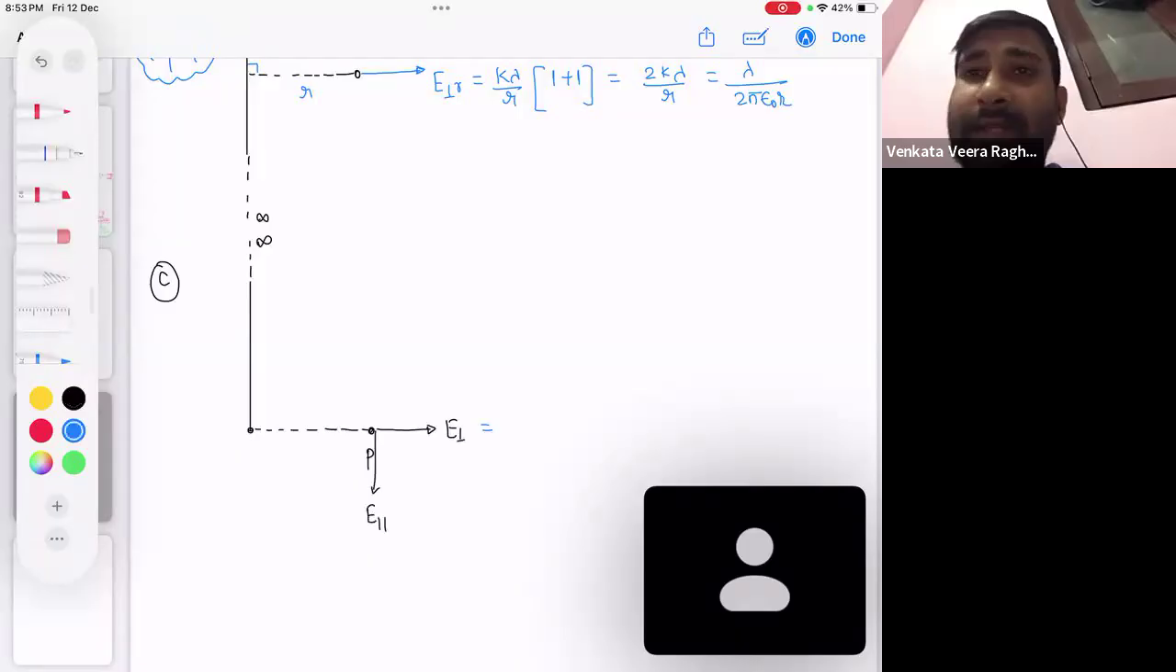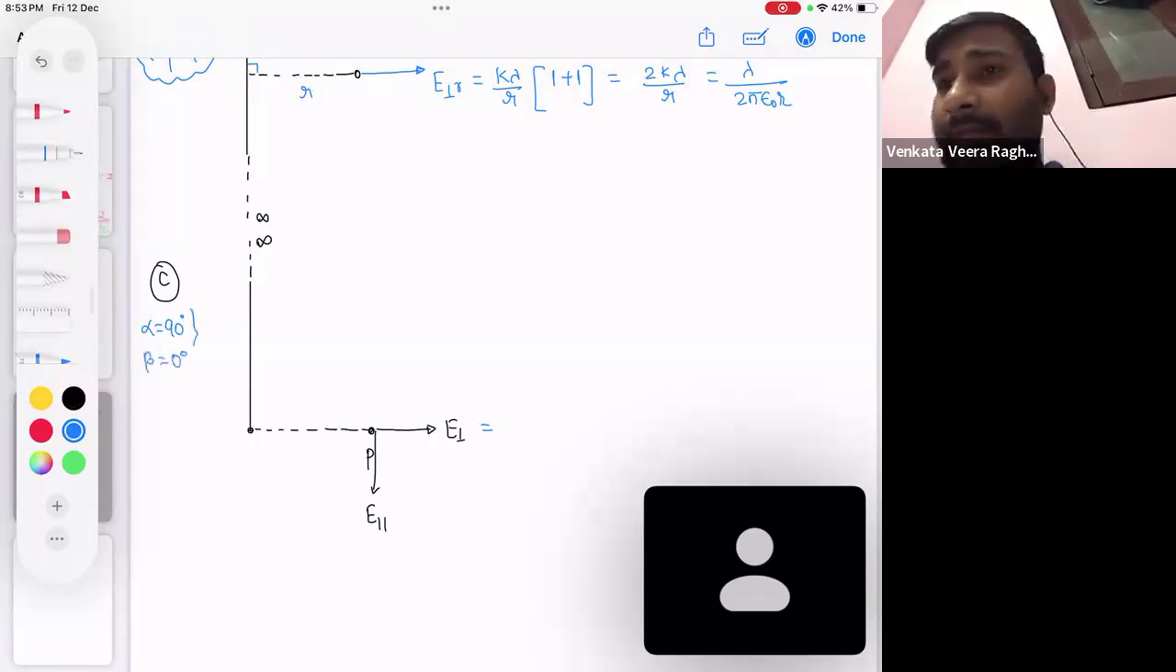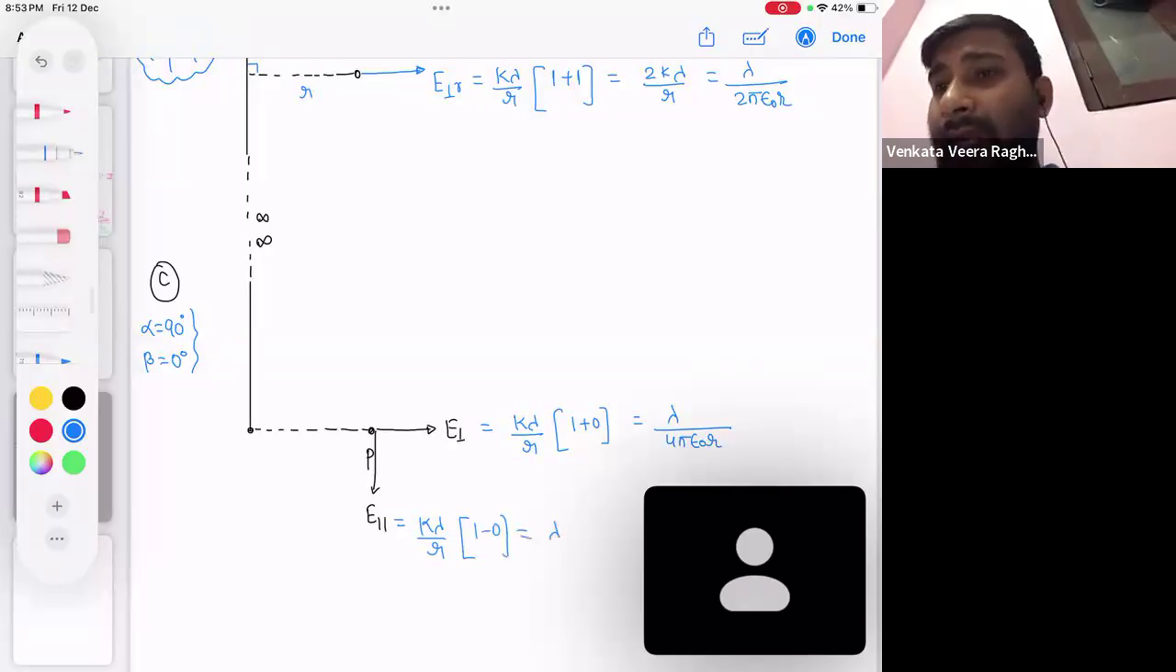Here one angle is 90 and one perpendicular component will come. Will it be k lambda by r sine alpha? One angle is 90, sine 90 is 1, and for the other angle 0, sine is 0. So am I getting lambda by 4 pi epsilon naught r? The parallel component, is it also k lambda by r cos alpha? One angle is 90, the other is 0. So cos 0 is 1, cos 90 is 0. So that is also coming as lambda by 4 pi epsilon naught r.